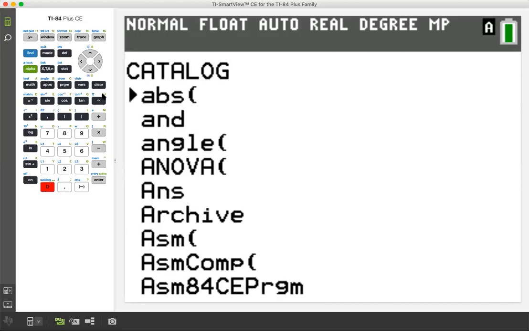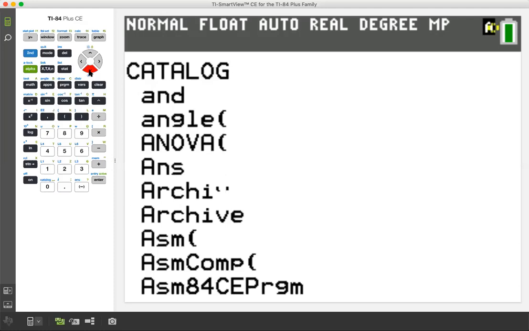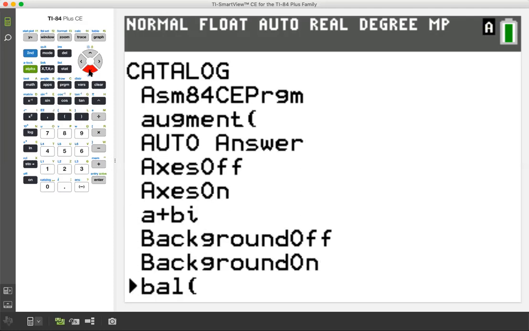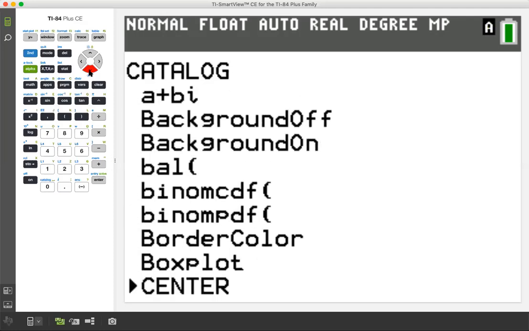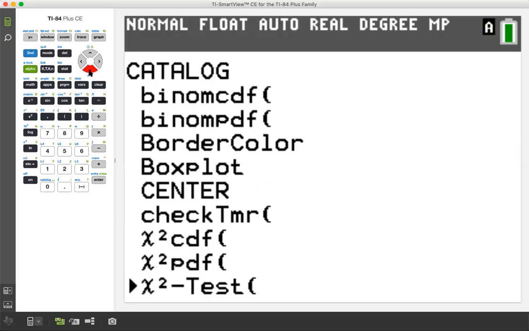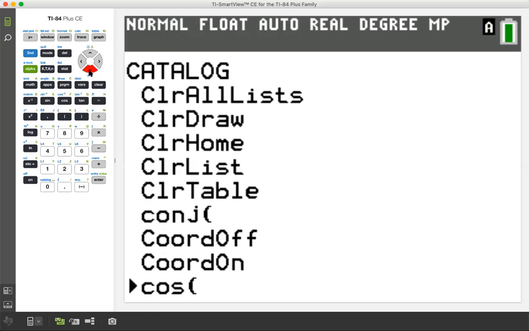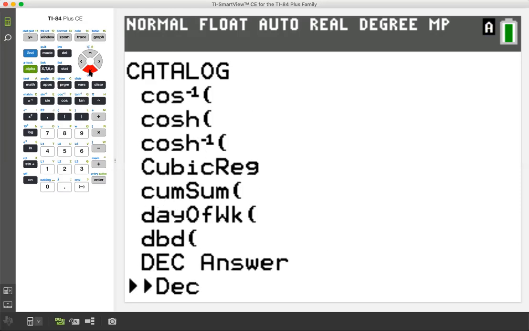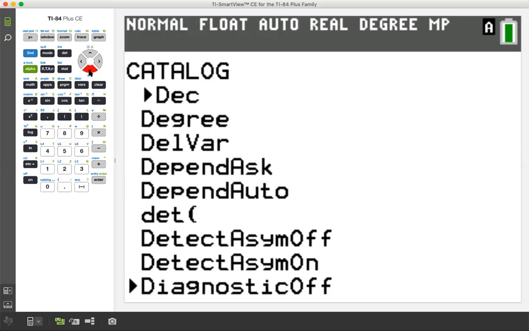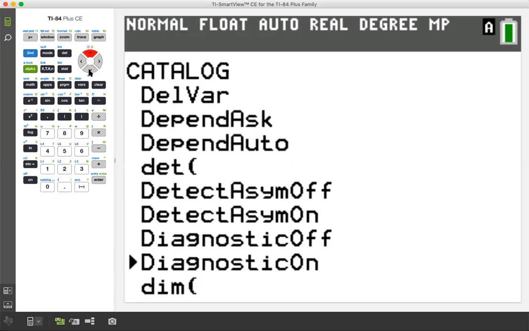These are all the functions in your calculator. So anything that my calculator can do is in my catalog. You're going to go down to where it says diagnostic on. You can scroll down, or you can type the letter D in, but I'm looking for diagnostic on. It's in alphabetical order. Oh, right here it is.